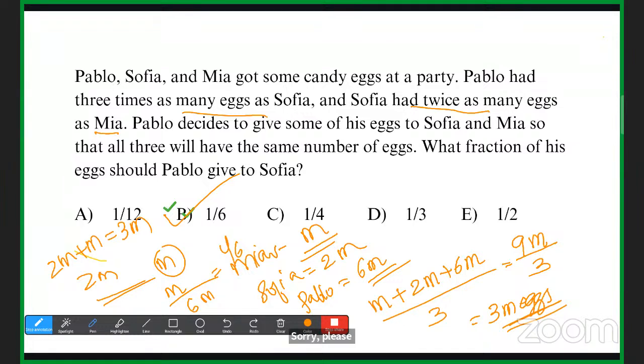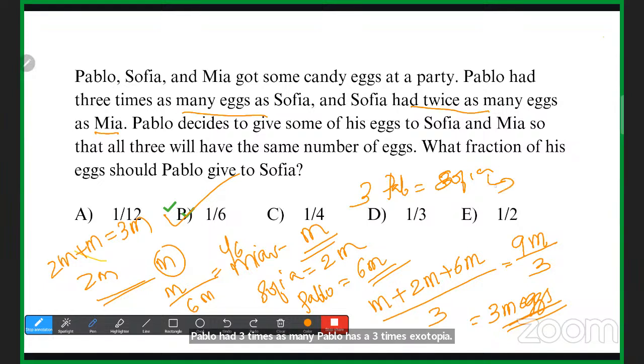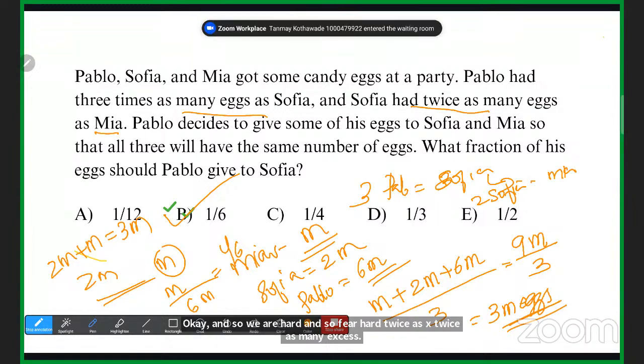Okay, I will give you. Pablo, Sophia, and Mia got some candy eggs at a party. Pablo had 3 times as many eggs as Sophia. Pablo has 3 times the eggs of Sophia. And Sophia had twice as many eggs as Mia. Pablo decided to give some of his eggs to Sophia.